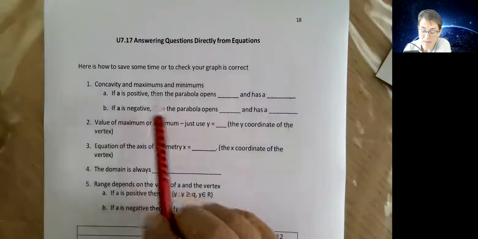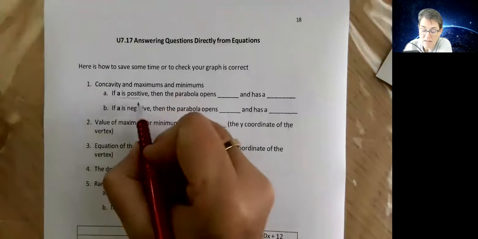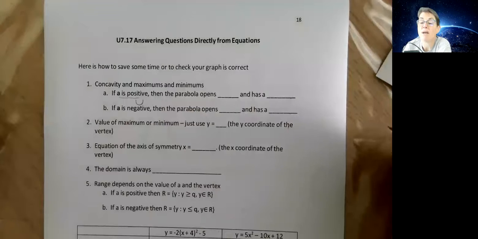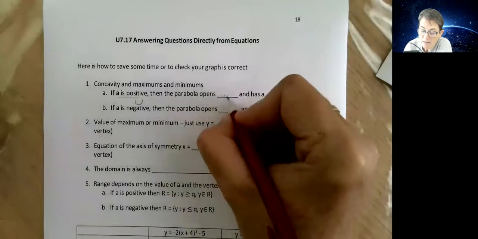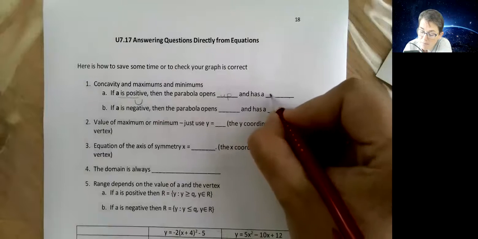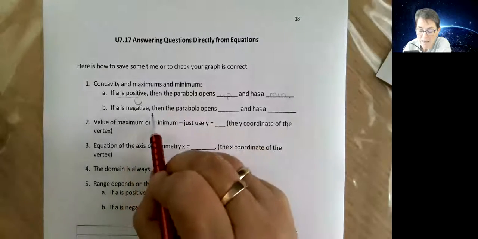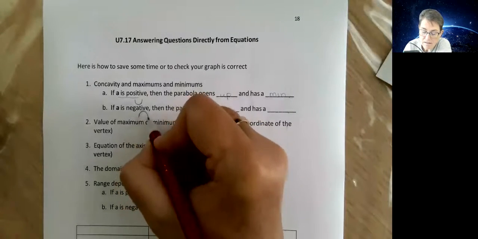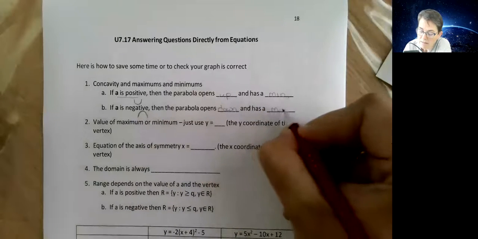All right, concavity, maximum, minimums, those all kind of go together. If A is positive, as soon as I see positive, I think it's a smiley face, because smiley face people are more positive. And the parabola opens up and has a minimum. Simple. If A is negative, then the parabola opens down. A is negative, it's a frowny face, and it opens down and has a max.